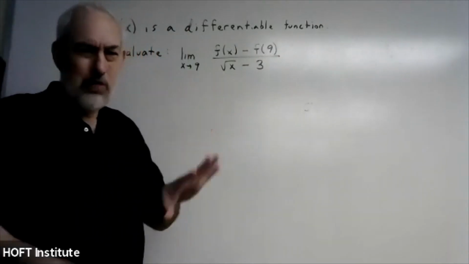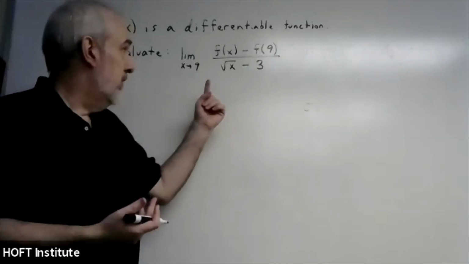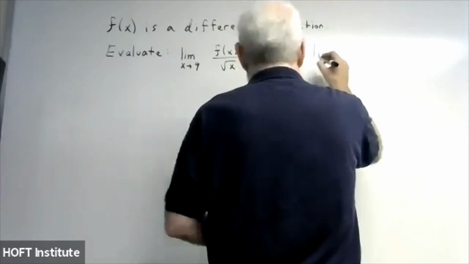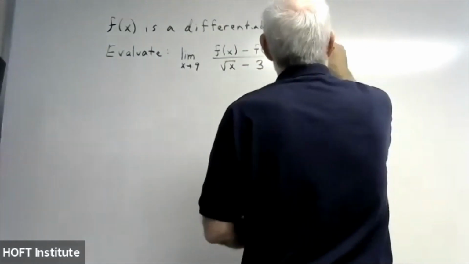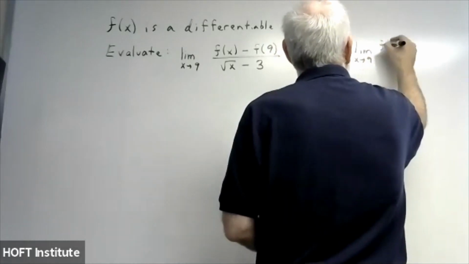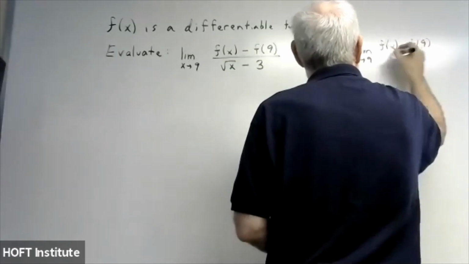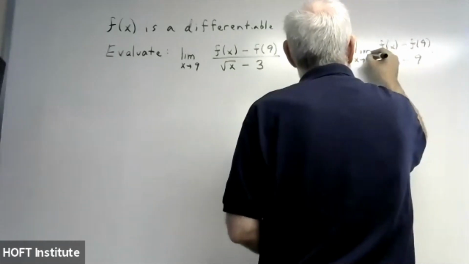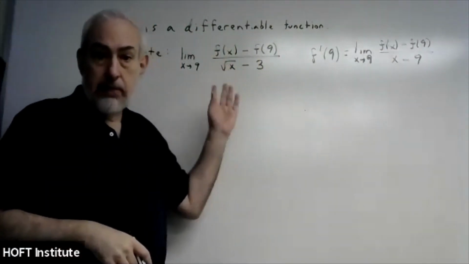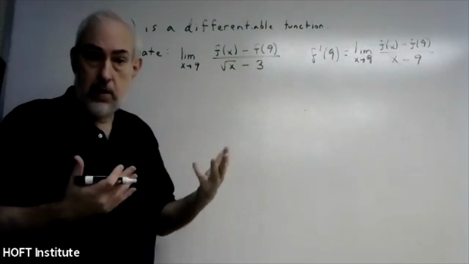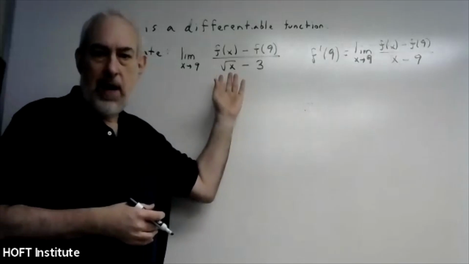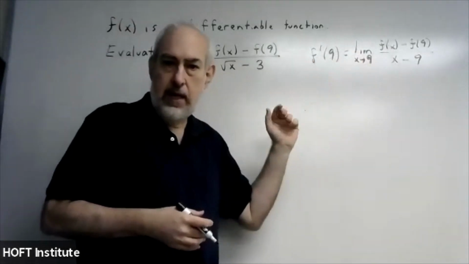Once again, this looks sort of like the definition of the derivative at 9. So let's write that down. The derivative of f at 9 would be the limit as x approaches 9 of f of x minus f of 9 over x minus 9. This time, instead of the top being different, it's the bottom that's different. So we sort of need to manipulate this so that the bottom is going to become x minus 9.